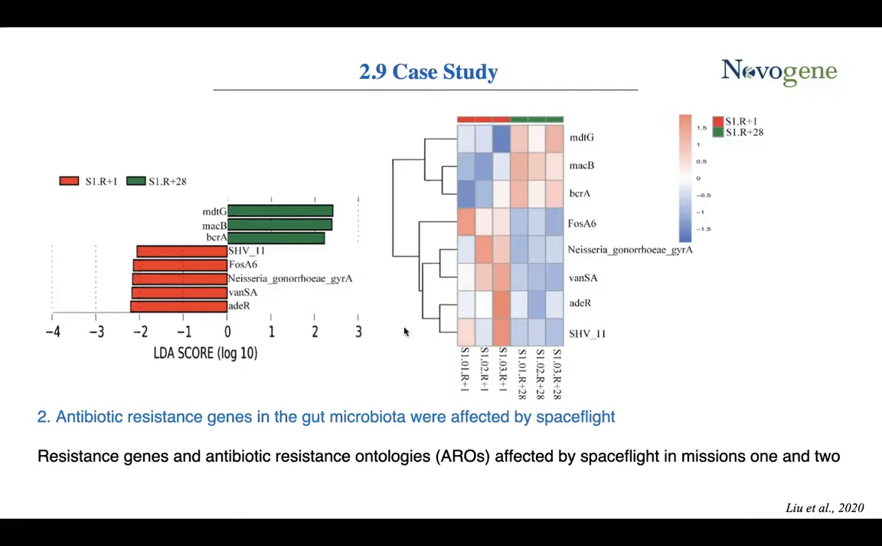The LDA score of the AROs above 2 and the cluster heat map are drawn here, and we can see that they have changed significantly. So from the graphs on these 2 slides, it is shown that the species abundance and resistance genes in the gut microbiota were both influenced by spaceflight. This is a paper which used a typical shotgun metagenomic sequencing approach to study how spaceflight could affect the composition of human gut microbiota.